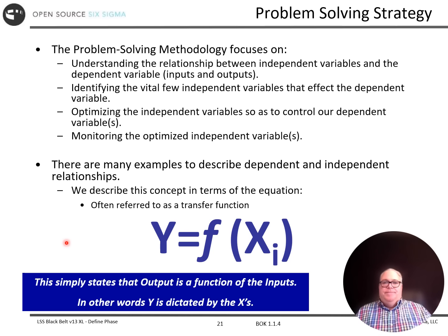The DMAIC problem solving strategy revolves around a very simple mathematical concept: I have an output, Y, that I'm going to try to improve, and its level and its variation are driven by something. We're going to say that it's driven by the inputs, the process variables, the way in which the process is conducted. Our job through the DMAIC process is to find out which of those are important.